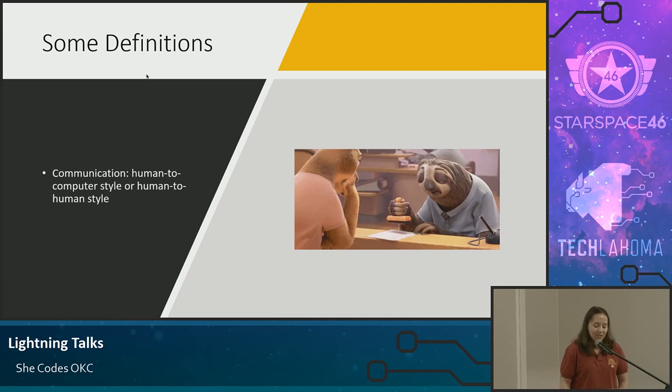In terms of communication, we have human-to-computer style or human-to-human style. The human-to-human style is typical where we don't see much delay when we're talking to another person in a conversation. And then we have human-to-computer style, which is typically a little bit slower. You might see some delays. And if you've seen Zootopia, one of my favorite scenes was when the sloth at the DMV was extremely slow in processing any request. That sloth is acting more on a human-to-computer scale than what we are normally used to.